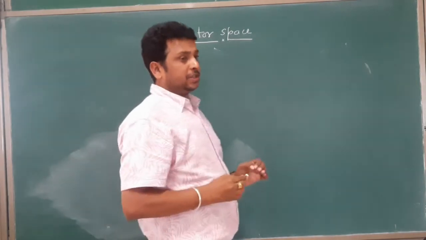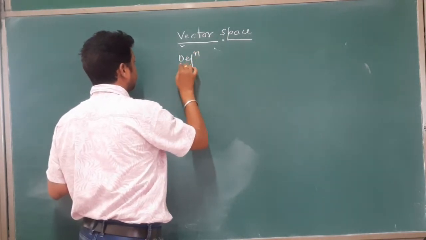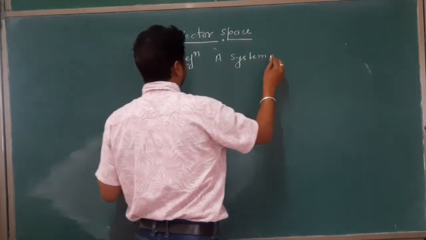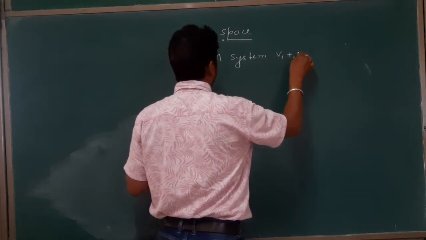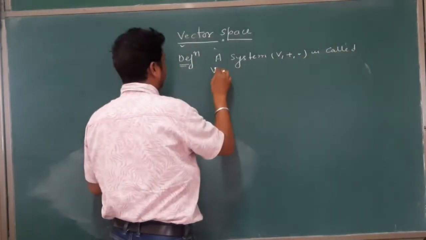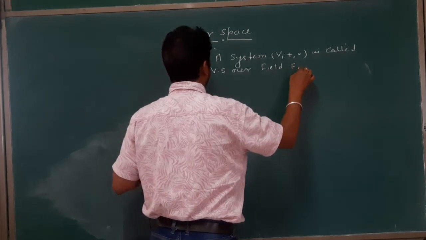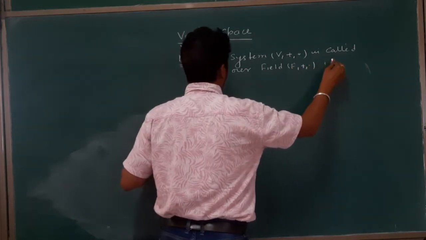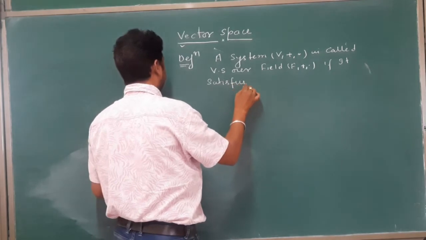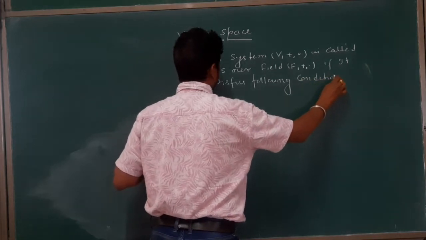So vector space, what is the definition? Its definition means a system V, plus, dot is called a vector space over a field F, plus, dot if it satisfies the following conditions.